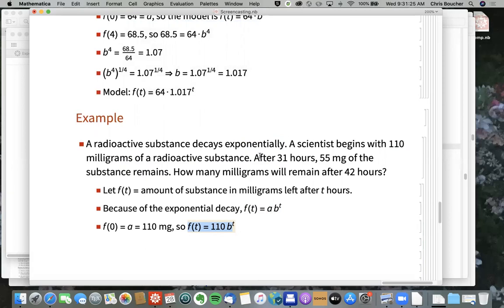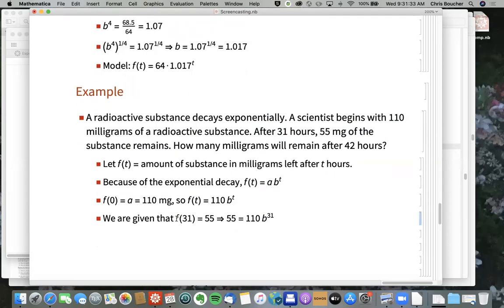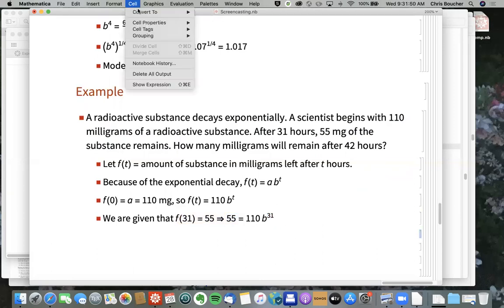And the other thing I know is this piece of information, that after 31 hours, there'll be 55 milligrams left. And that means that f of 31 is 55. When I plug in the time value 31, the result should be 55. So here's what it looks like when I plug in t equals 31. The t is up in the exponent. And again, I get an equation that I can solve for b. I'll divide both sides by 110 first.